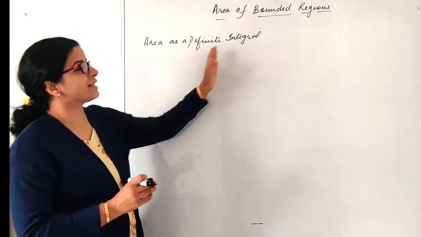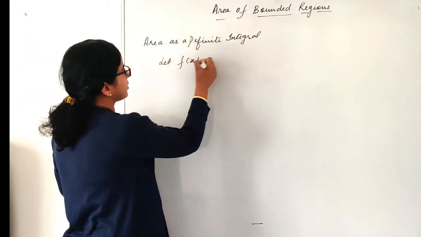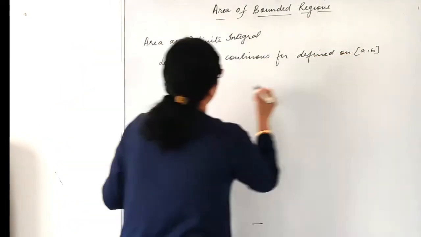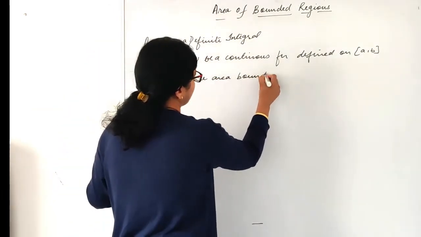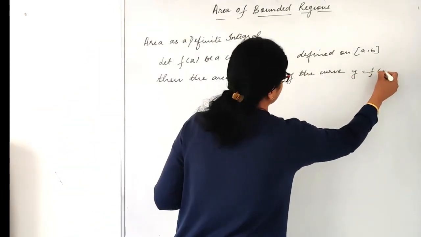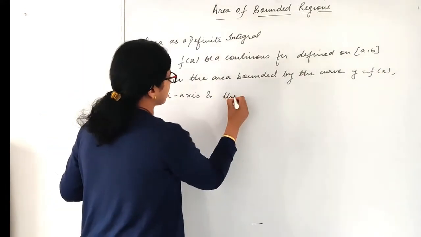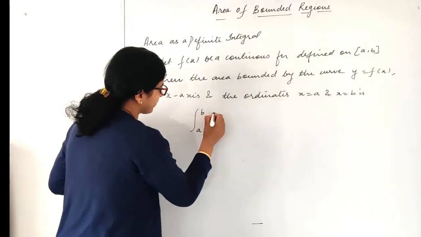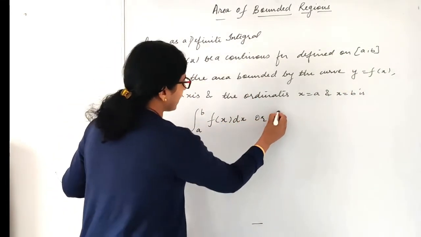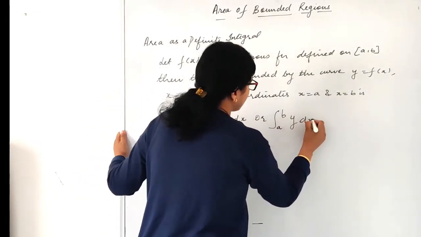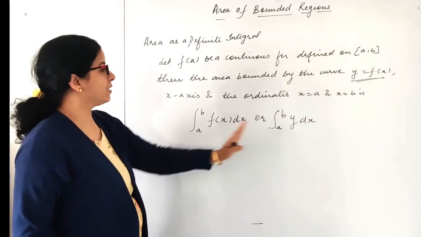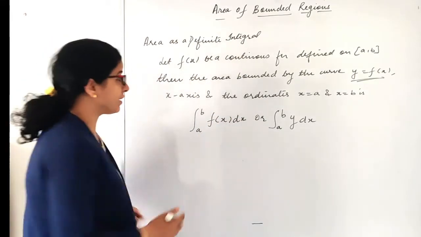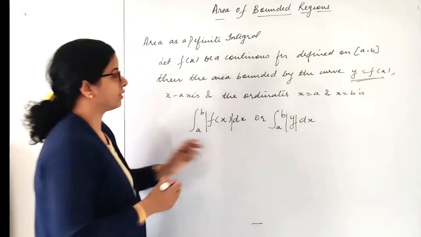Let us take area as a definite integral. Let f(x) be a continuous function defined on [a, b]. Then the area bounded by the curve y = f(x), the x-axis, and the ordinates x = a and x = b is the integral from a to b of f(x) dx, or we can write the integral from a to b of y dx. More appropriately we write it as the integral of |f(x)| dx.